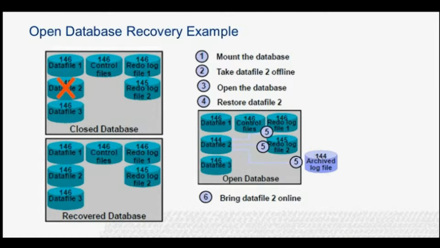The third step is that the database can now be opened so that users can access the system. Alter database open. The fourth step is to restore the file. Because it cannot be restored to the damaged disk 2, restore it to some other disk. The Oracle server must now be informed of the new file location. Alter database rename file, followed by the previous file location and then the new file location.